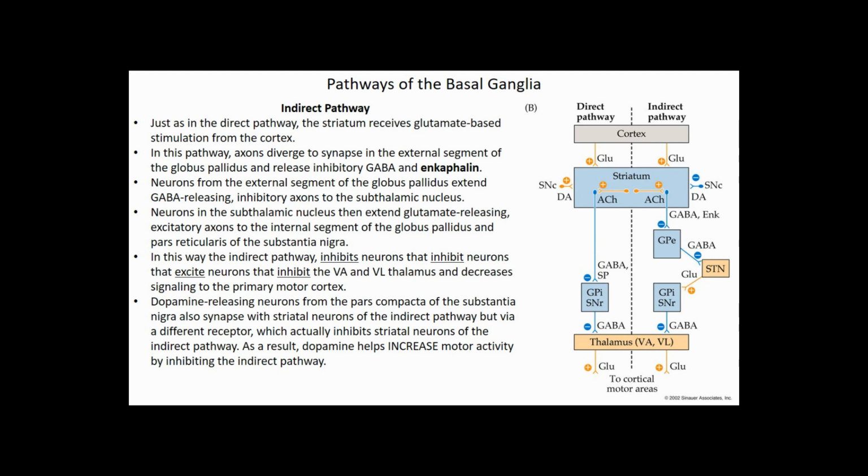Now, dopamine plays a role here as well. So the same substantia nigra pars compacta neurons that release dopamine are also affecting the indirect pathway, but they affect it through different receptors, which actually inhibit the striatum and make the motor activity a little more plausible. So once again, dopamine is there to help increase motor activity because dopamine will largely inhibit the indirect pathway. Review that last slide until it makes sense or until you just can't take it anymore.